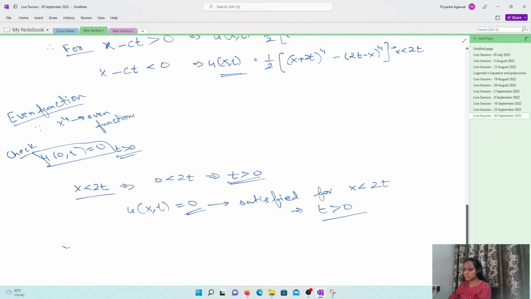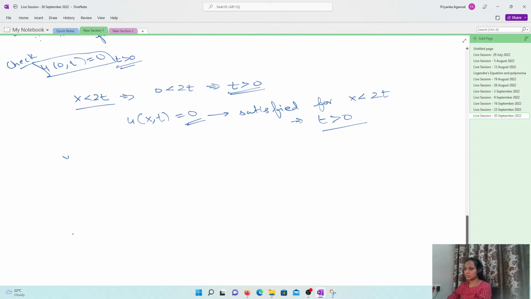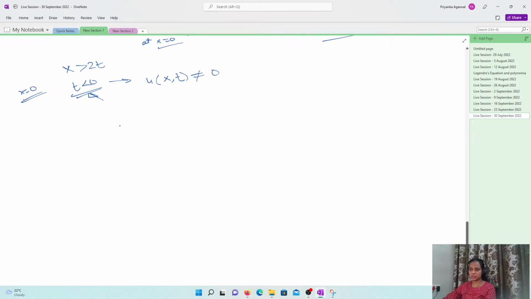Now the other case is x greater than 2t, which means t will be less than 0 if we put x equals 0 here. And for this, of course, the condition is not satisfied, right? Because, and also this is not in our interest. Okay.